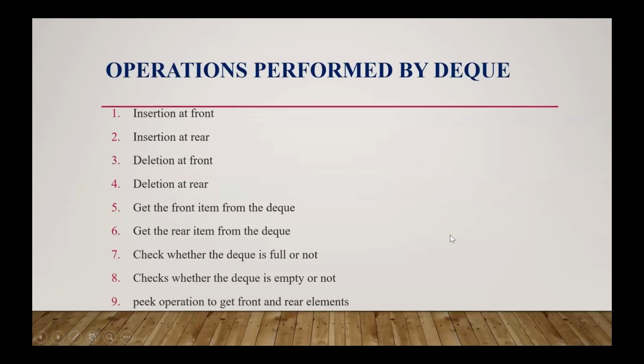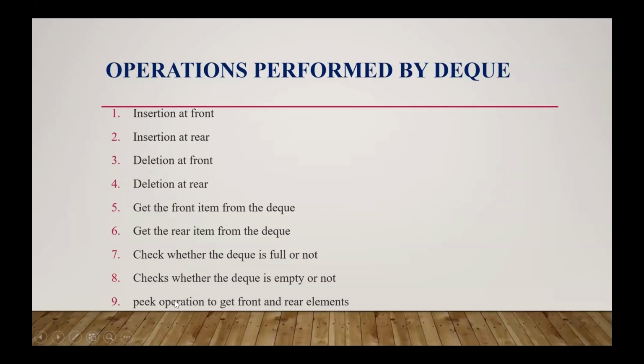So what are the various operations we can perform on the double-ended queue, or DQ? Generally, we call the double-ended queue a DQ. First is the insert operation at the front end, insert at the rear end, deletion at the front end, deletion at the rear end. Then get the front item from the queue, or get the rear item. Then check whether the DQ is full or not, and check whether the DQ is empty or not. So, is empty and is full.